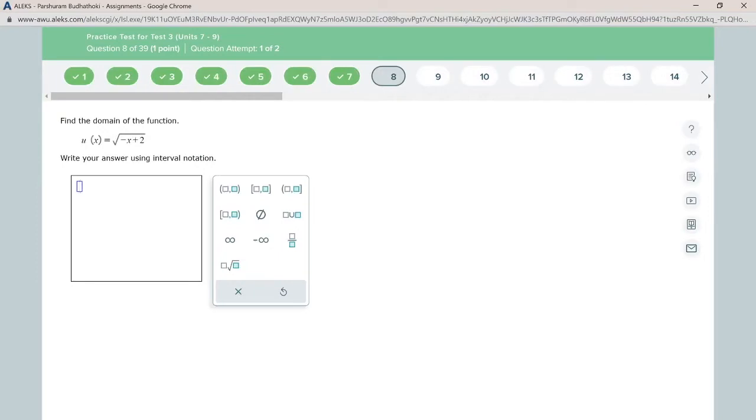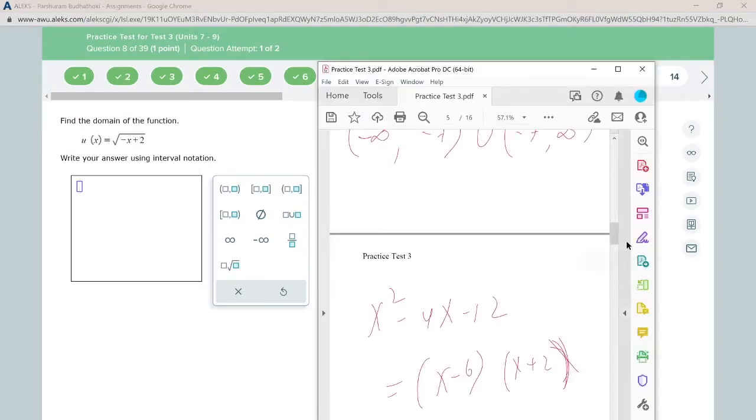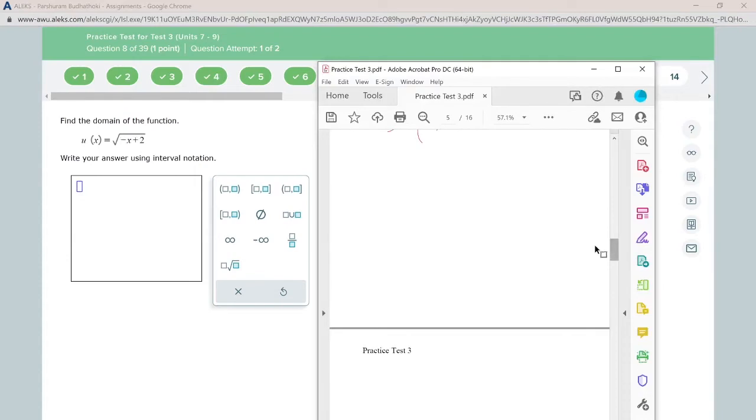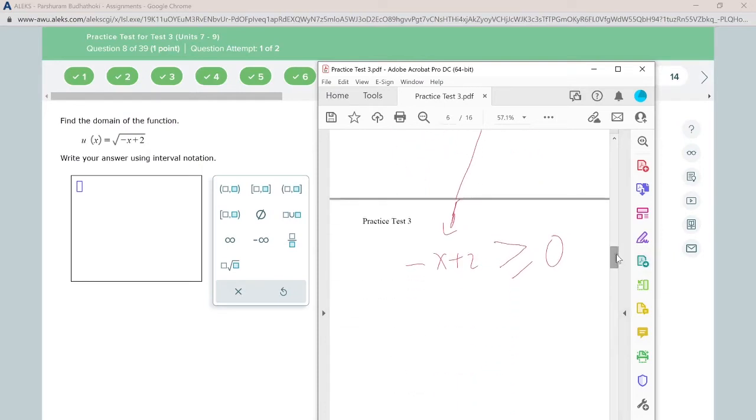As you can see here, it's a radical sign. For finding the domain of a function like this with the radical sign, you want to make the thing inside the radical sign non-negative. So in this problem, there is a radical sign and there is this thing, negative x plus 2. To find the domain, you copy that thing under the radical sign and make it greater than or equal to 0, and you solve this inequality. That gives you the domain.